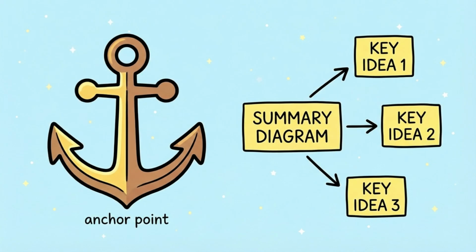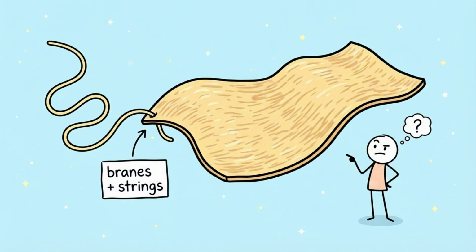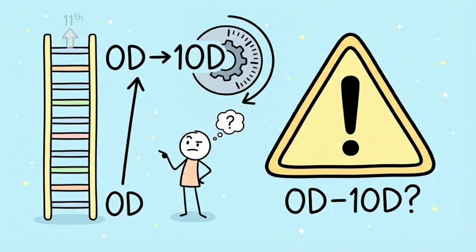If your brain wants one anchor point, use this. In string theory, extra dimensions are part of the geometry of space. In M-theory, the story expands further. Strings are joined by branes, and an 11th dimension can appear when interactions get strong.